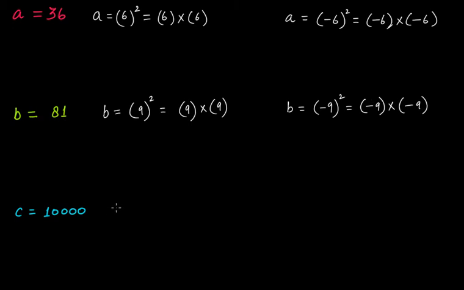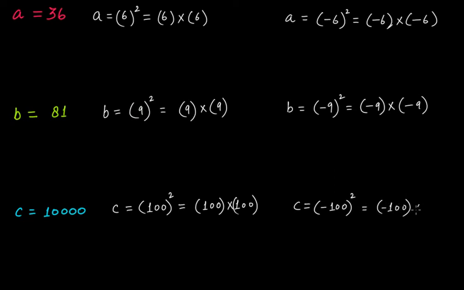Same thing here, C is equal to 10,000, it means 100 squared, and therefore this is 100 times 100, 100 multiplied by 100. And C can also be written as C is equal to minus 100 squared, this is 10,000, and therefore minus 100 times minus 100, minus 100 multiplied by minus 100.